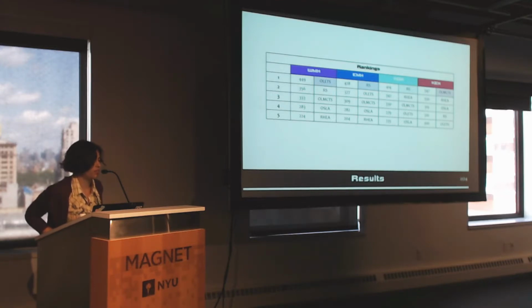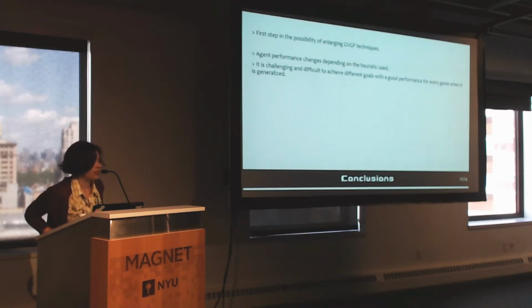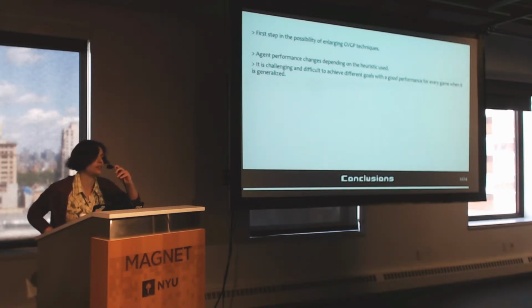Another thing to notice is that for the first three heuristics, the difference in points between the first and the last algorithms is very noticeable. But for the knowledge estimation, there are only 47 points of difference, so the performance of the agents is much more uniform. To conclude, this is a possibility to enlarge GVGP techniques. So instead of just trying to improve algorithms, it could be worth researching how heuristics affect those algorithms and maybe solving this problem at some point.